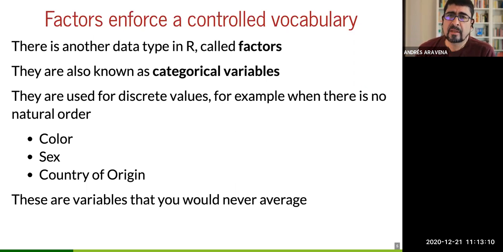Sex, you have two values, and you can model like true or false, but it makes more sense to say male, female. It is more logical. So these are values that have a limited number of options. They are not numeric. You're not taking an average of color. What do you mean, an average of color? What do you mean, average of country of origin?